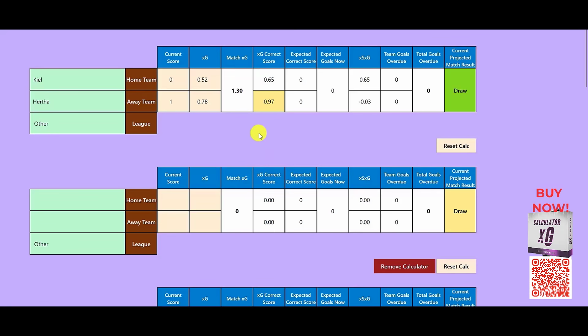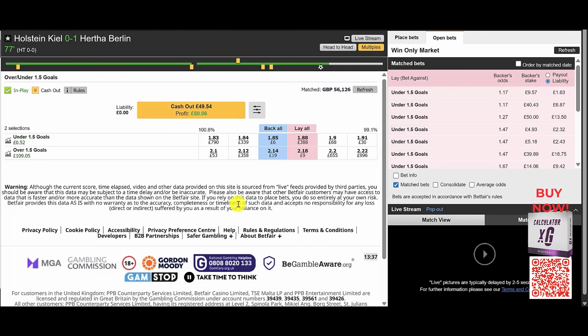Okay, just going back to this. Its current projected match result is a draw, but the away team is winning. So when that is incorrect, we're going to look for a correction. And the good news is, even if Hertha Berlin were to score a second goal, that's still going to land us the profit. So anyway, let's see what happens. It's around 13 minutes left. It's Holstein Kiel 0, Hertha Berlin 1.